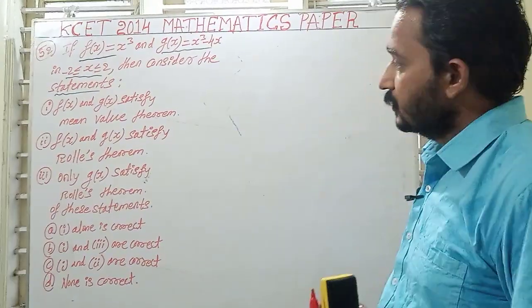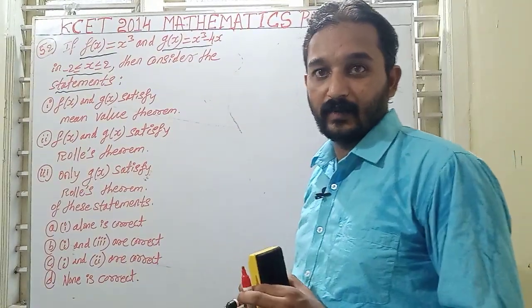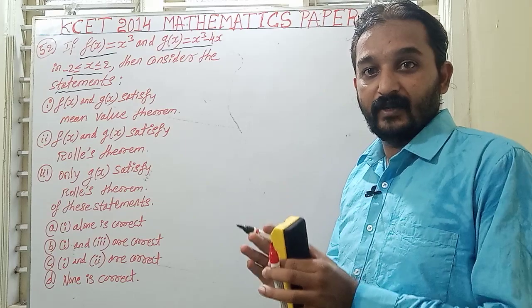We have to think about Rolle's and mean value theorem. So here, Rolle's mean value theorem, what is it? What is the difference between Rolle's and mean value theorem?